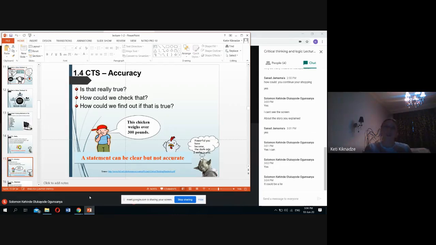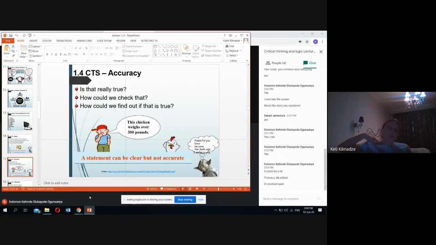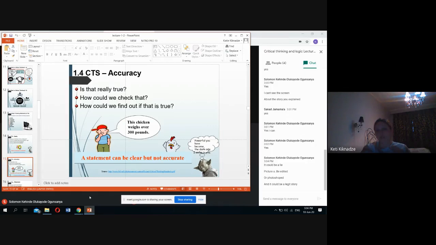It could be a lie, okay, Solomon, but it could be the truth. Do you think it could be? The picture could be edited, yes, or photoshopped, yes. But how do you base your opinion that it could be a lie? On what? And it could be a legit story. Okay, fine. Now, give me the thinking process. How do you distinguish?